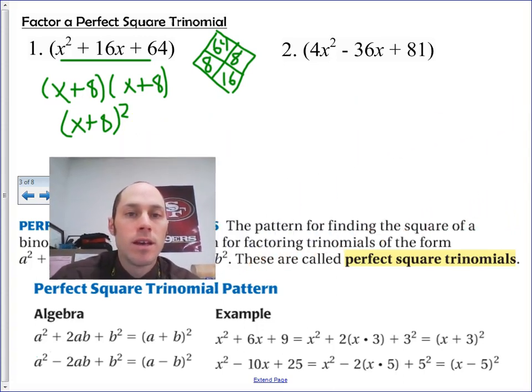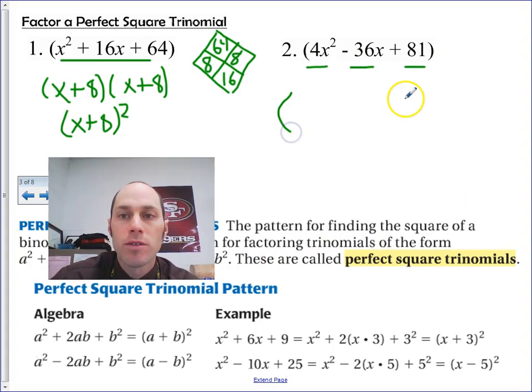So here, if I see perfect square, perfect square, perfect square, hopefully I've learned my perfect squares. Well, how do I get 4x squared? Well, that's 2x. How do I get 81? Perfect square of 9. Since I need to get a sum of negative 36, I subtract.